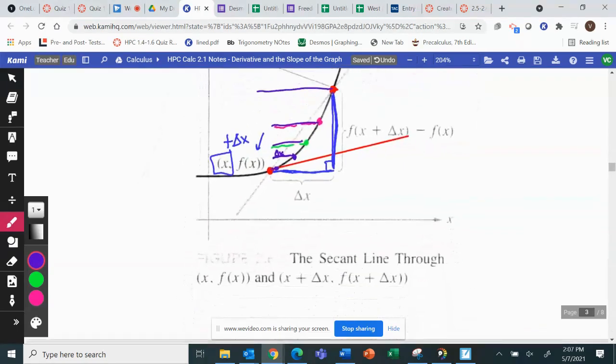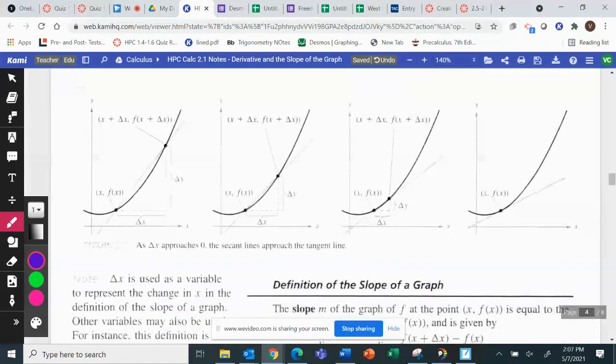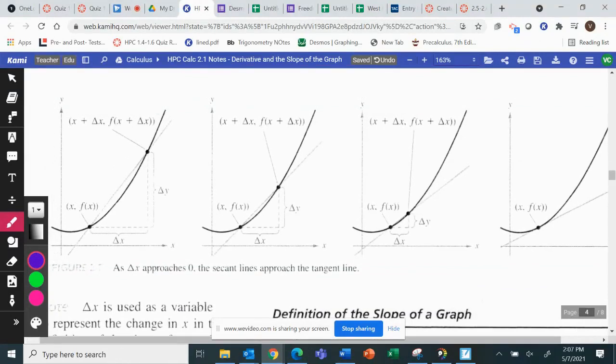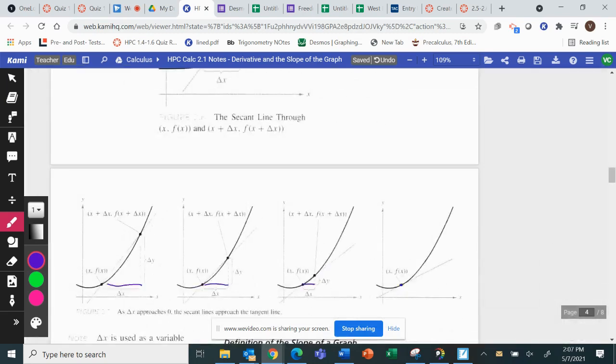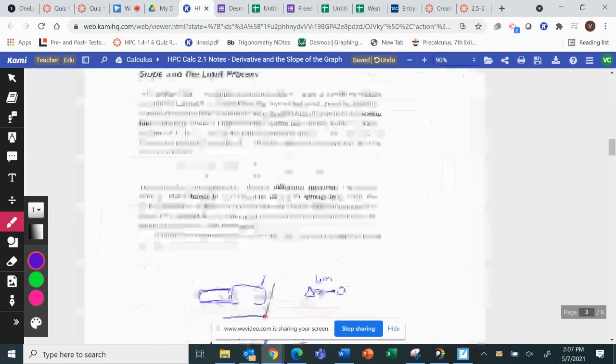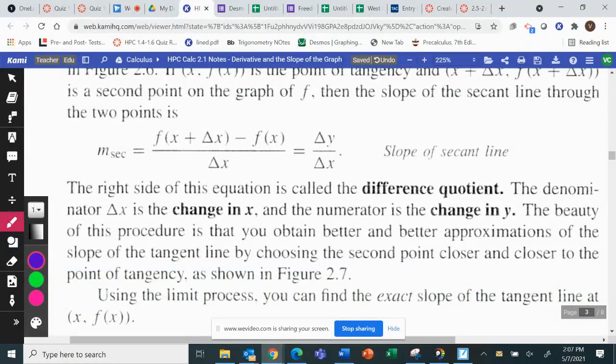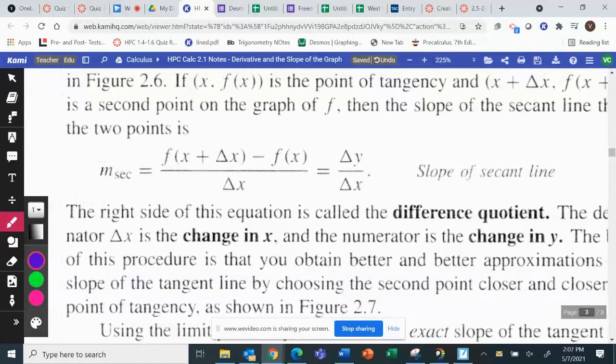So now they have that shown in like 4 graphs here, what I was doing, only it's not moving. So you just have to imagine the same thing that I was doing. Here, the delta x is getting smaller and smaller until it's nothing. And then we have the point of tangency, and we have that tangent line. So to get there, algebraically, we're going to use the slope of a secant line, which is subtract the y's, subtract the x's.